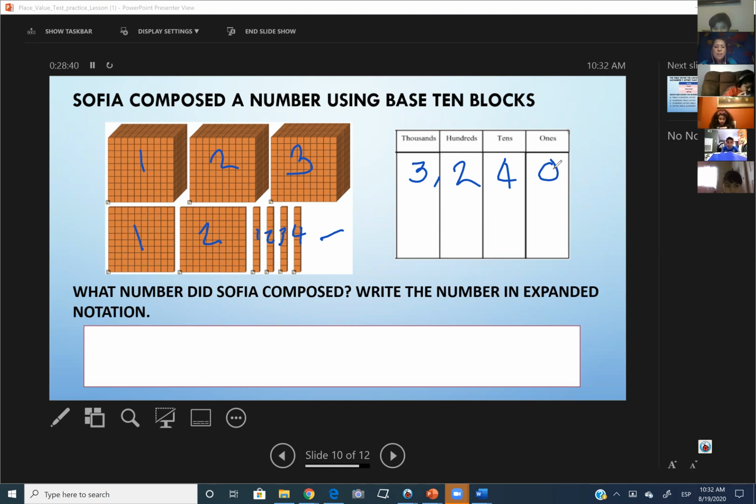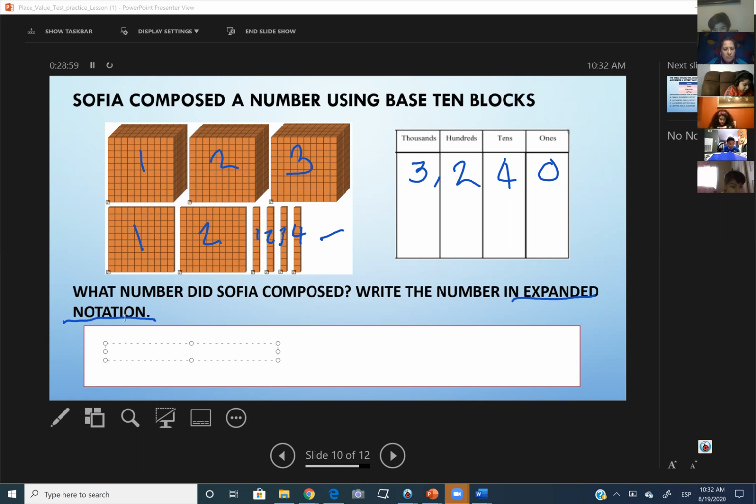But I'm not asking about the standard form. Here it says to look for expanded notation. And when we do expanded notation, we're going to be building the number, counting how many of each. So for example, let me just make those letters a little bit bigger so we can see them better.